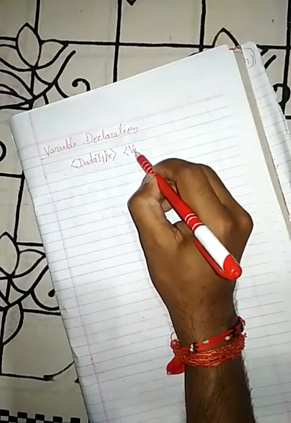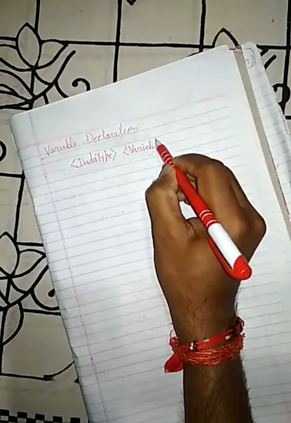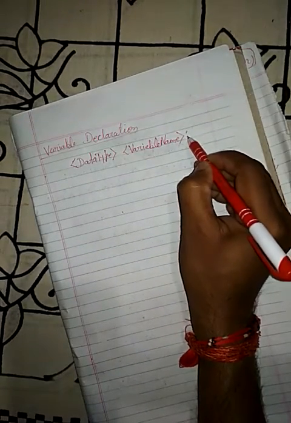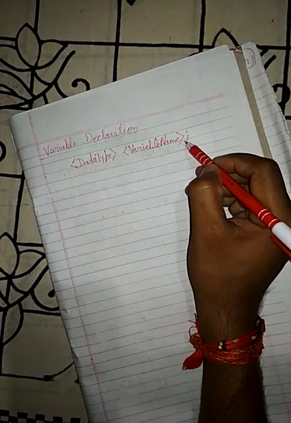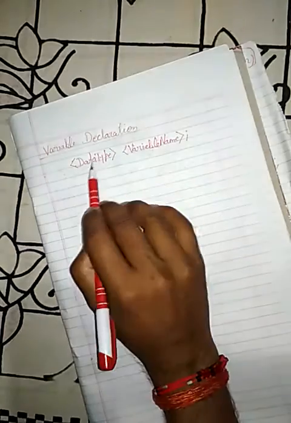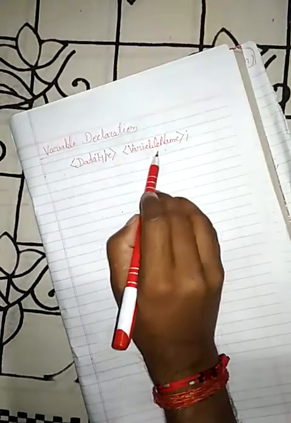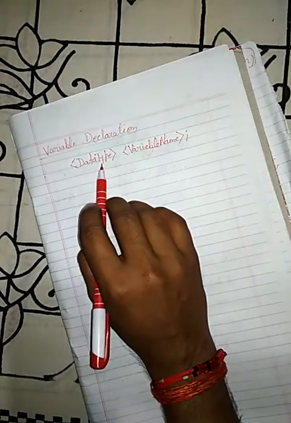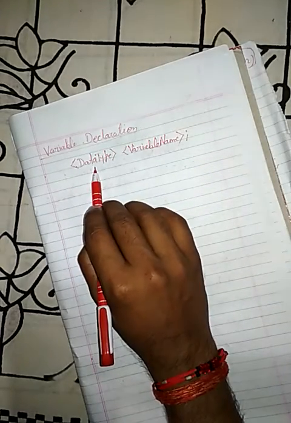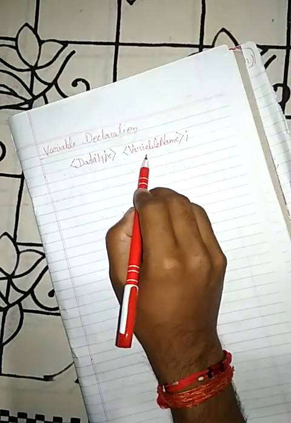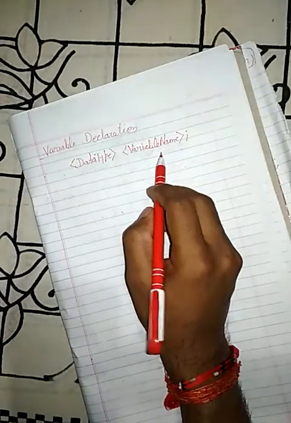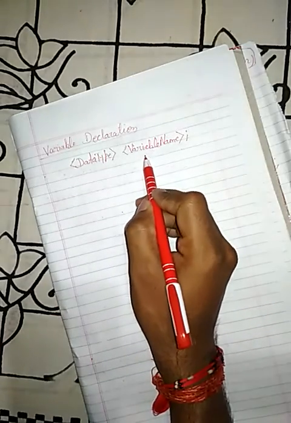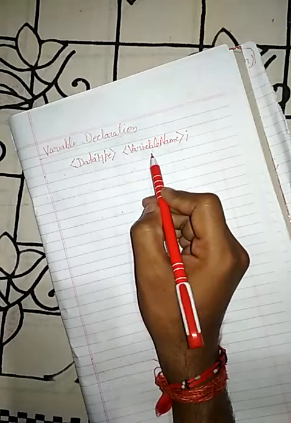And variable name and terminate. This is a semicolon, end of the line. Okay, this line or this statement is called variable declaration. In this variable declaration, first data type and after that variable name. You can write any name of the variable, but the rule must be to follow the identifier rule.